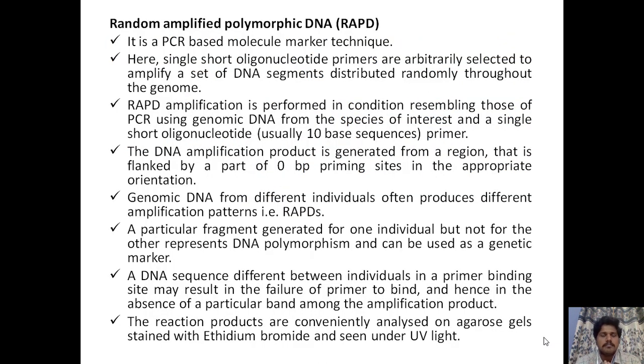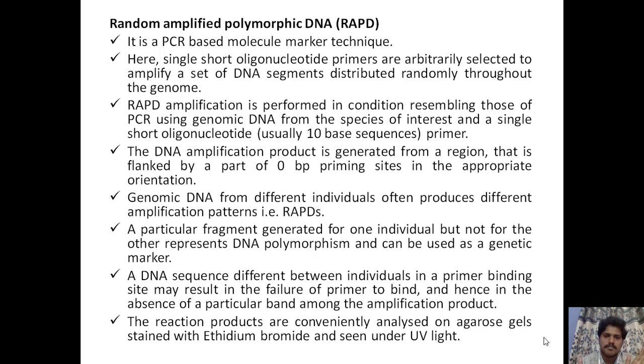Then coming to the second marker, that is Random Amplified Polymorphic DNA, RAPD. It's a PCR-based molecular marker technique. Here, single short oligonucleotide primers are arbitrarily selected to amplify a set of DNA segments distributed randomly throughout the genome. RAPD amplification is performed in conditions resembling those of PCR, using genomic DNA from the species of interest and a single short oligonucleotide primer, usually of 10 base sequence. The DNA amplification product is generated from a region that is flanked by a pair of priming sites in the appropriate orientation.